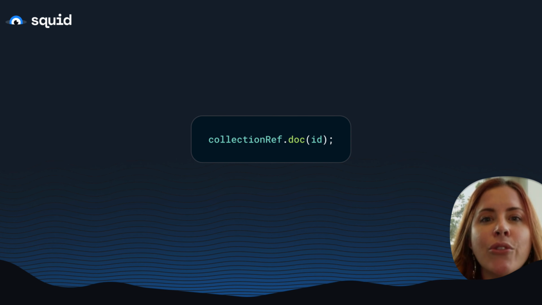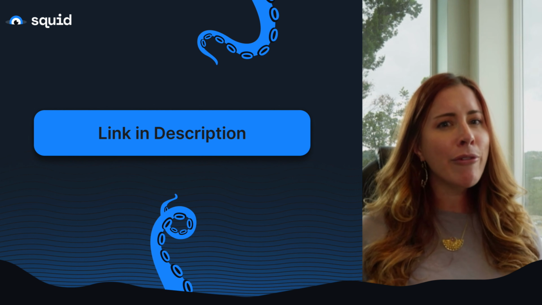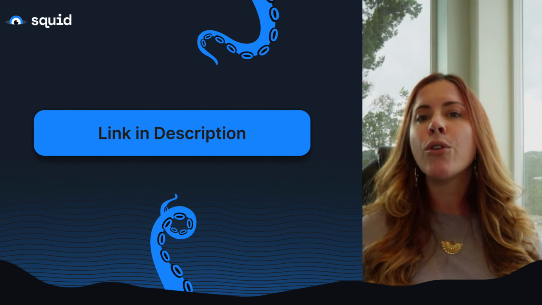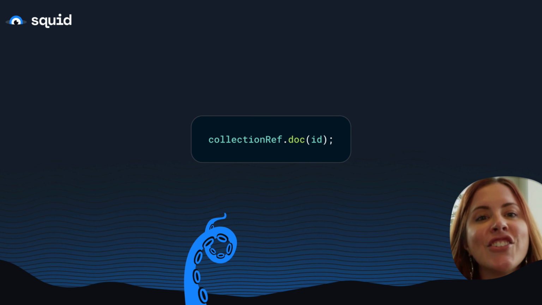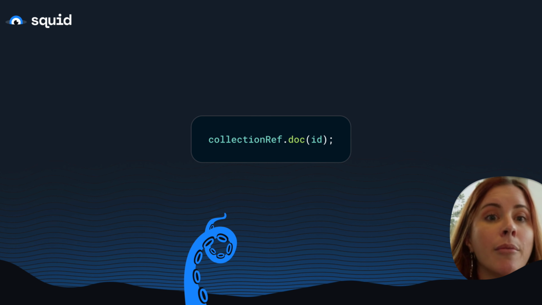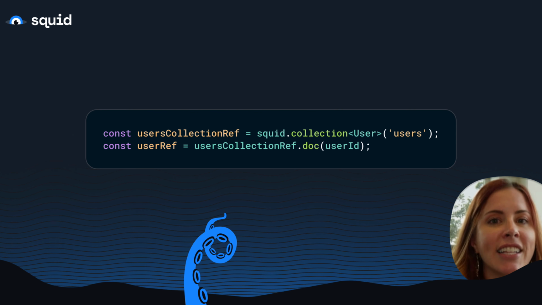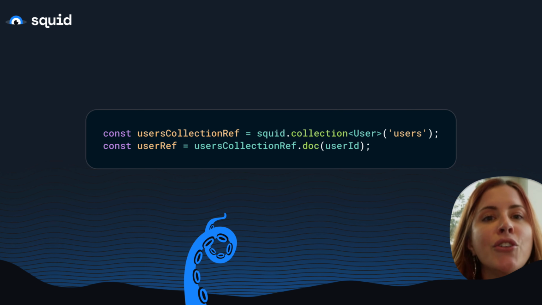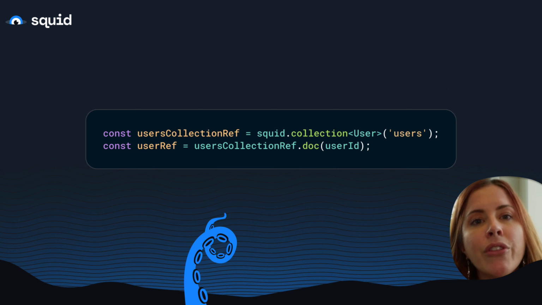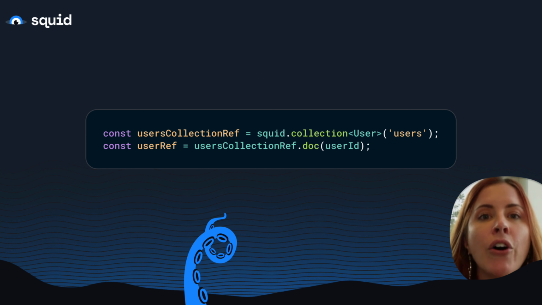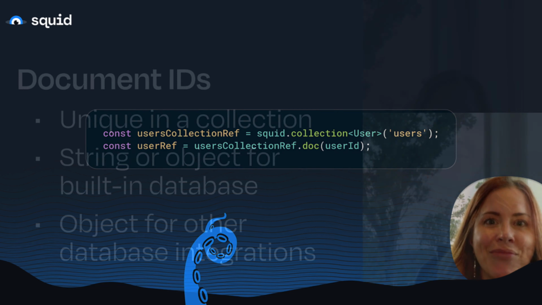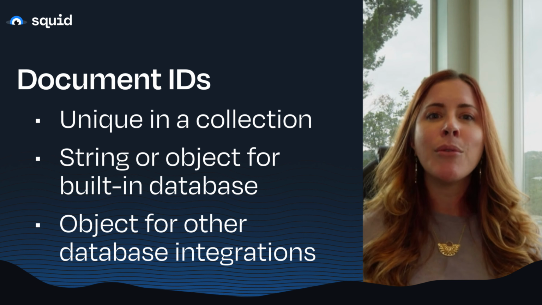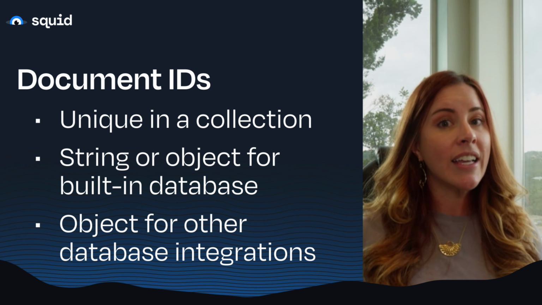Documents are accessed through a collection reference. If you're not familiar with Squid collections, check out our video or documentation on collections. Both are linked in the description. To get a single reference to a document in a collection, use the collection_ref_doc method. For example, given a collection reference to the user's collection, you can build a document reference to a user with an ID, user ID, by calling the user_collection_ref_doc method, passing that user ID. In this example, I use some known document ID, the user's unique ID.